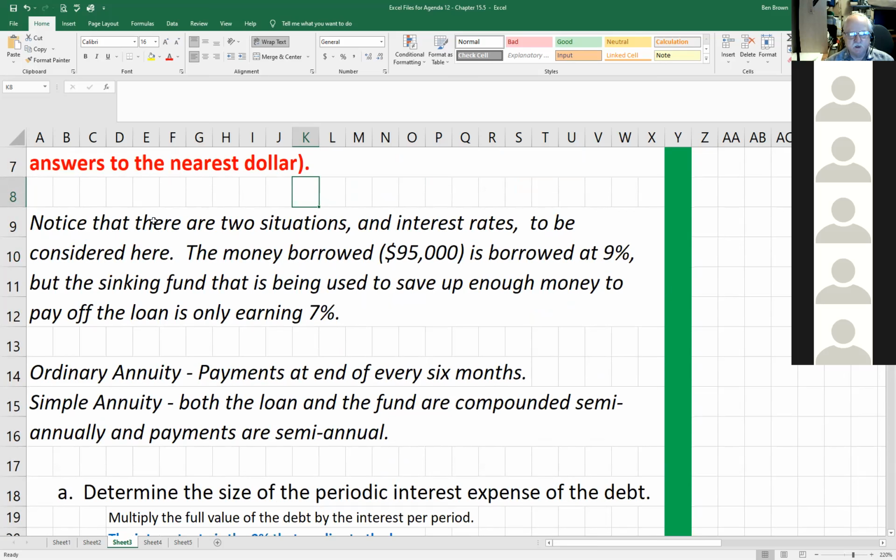So I've tried to explain the two situations here. Notice that there are two situations and interest rates to be considered here. The money borrowed, 95,000, is borrowed at 9%, but the sinking fund that is being used to save up enough money to pay off the loan is only earning 7%.